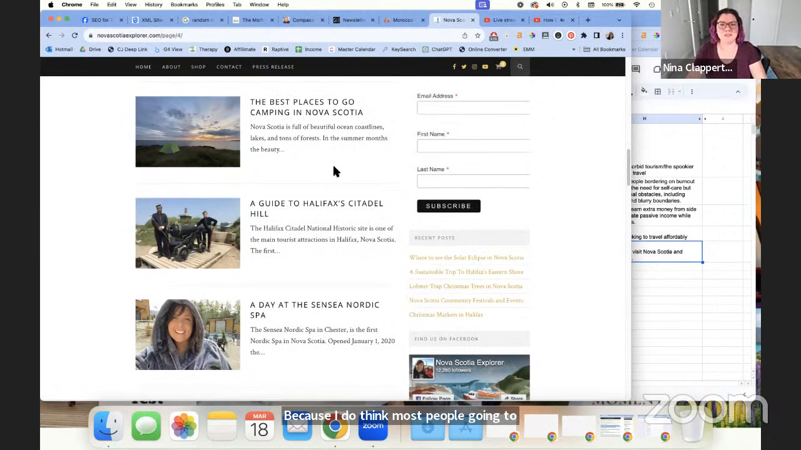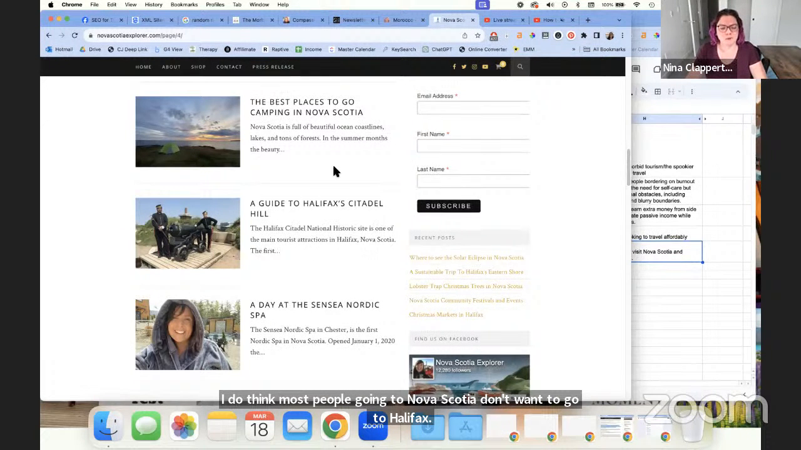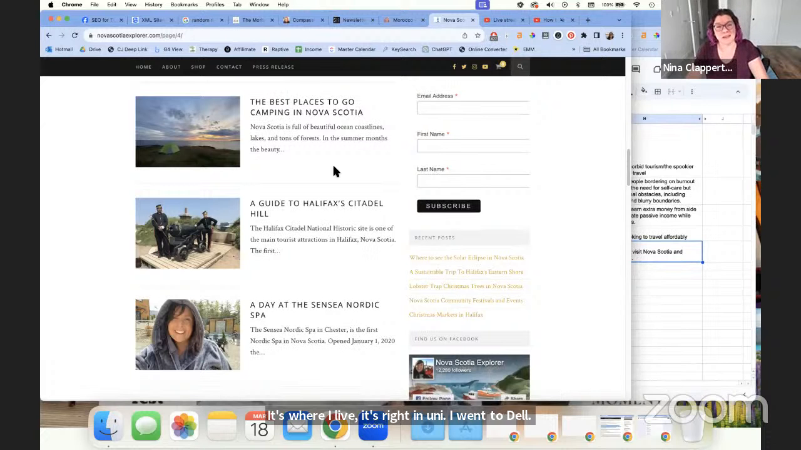It's where I lived, it's where I did uni, I went to Dal. But I think it also is where the airport is, so most people get in that way. So I would potentially put both of those up there, but I think your silos are going to be the regions, because I don't think there's enough there for camping in Nova Scotia to have its own section, and I don't think people plan just to do that. So that's how I would break it up.